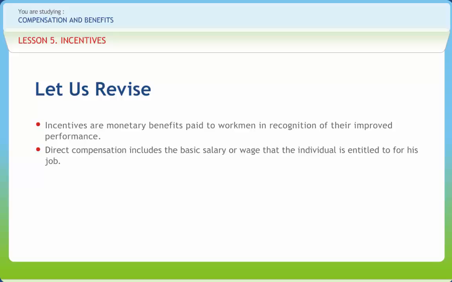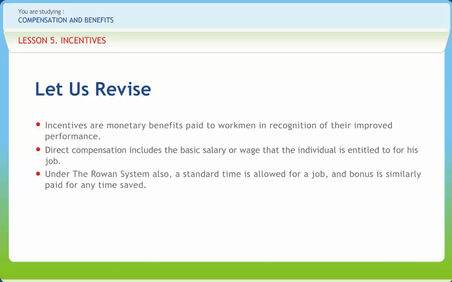The organization-wide incentive system involves cooperation and collective effort of the employees and management in order to accomplish broader organizational objectives. The Halsey system, which was developed by F. A. Halsey, provides for the fixation of a standard time for the completion of the task. Under the Rowan system also, a standard time is allowed for a job, and bonus is similarly paid for any time saved.